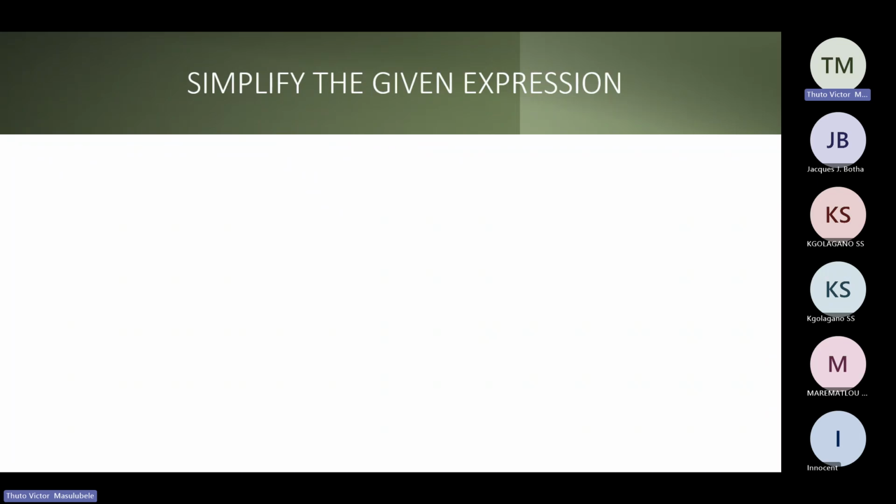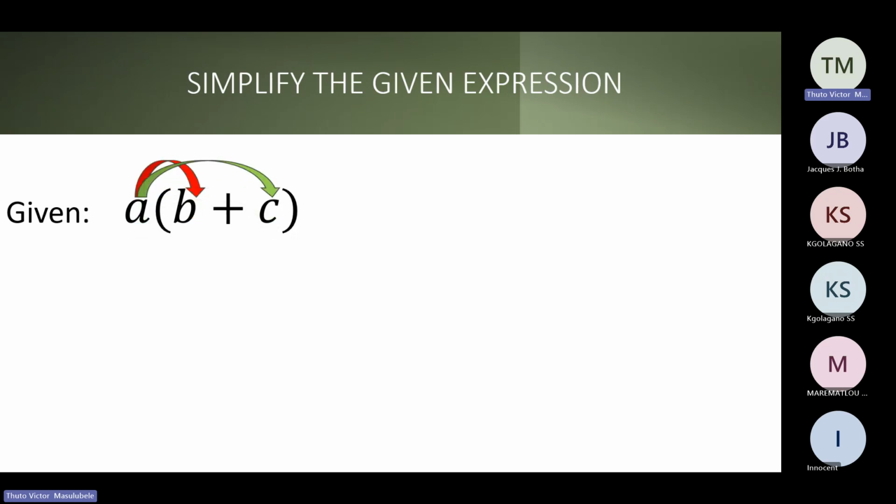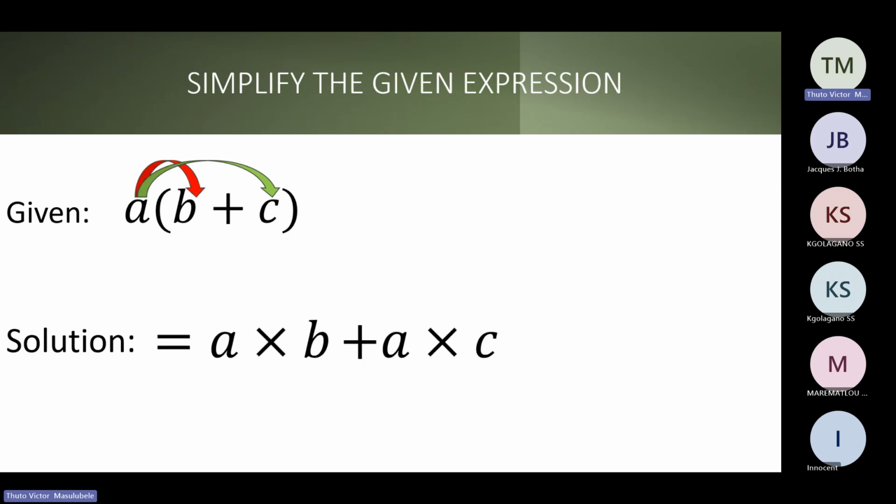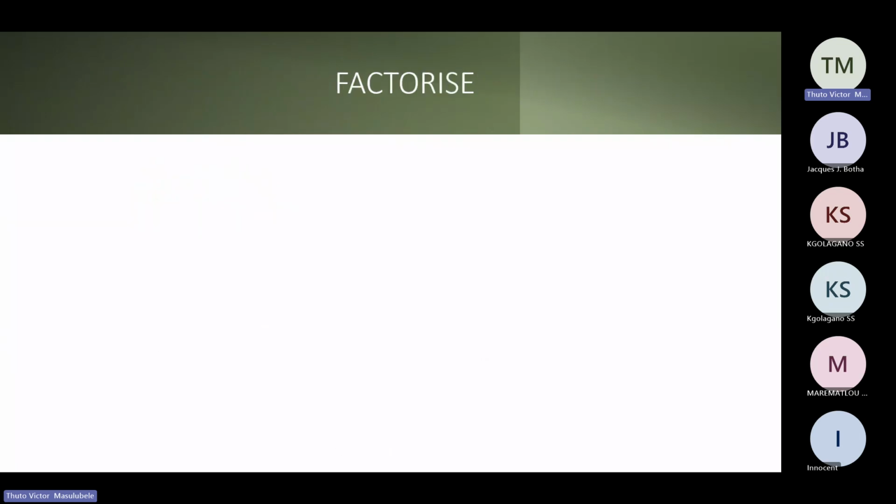Now let us consider the given expression. If we are required to simplify the expression a multiplied by b plus c, what we do is multiply a with b, and then multiply a with positive c. By doing that, you'll have a times b plus a times c, and if we simplify this further, it can be written as ab plus ac. Now we factorize. Factorization is basically the reverse process of what we just did.